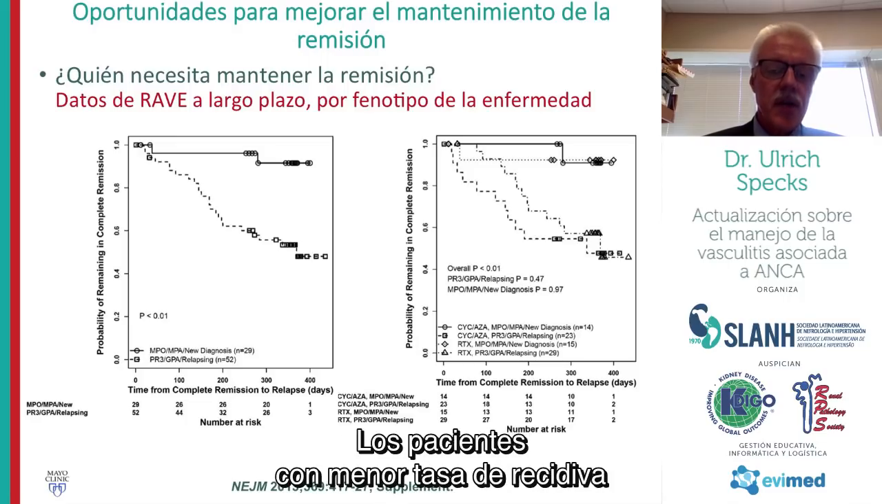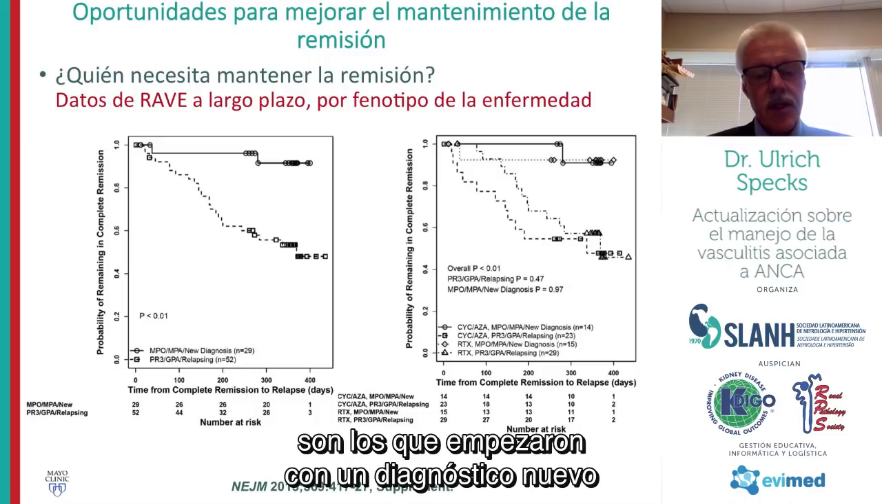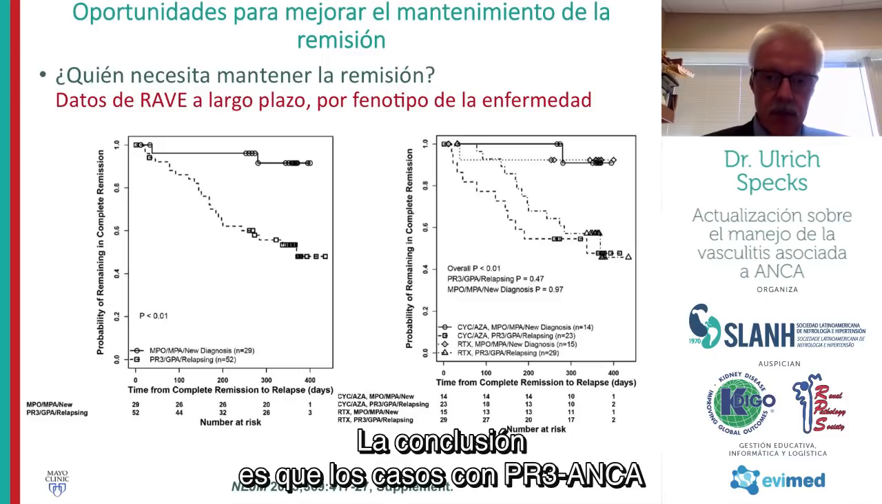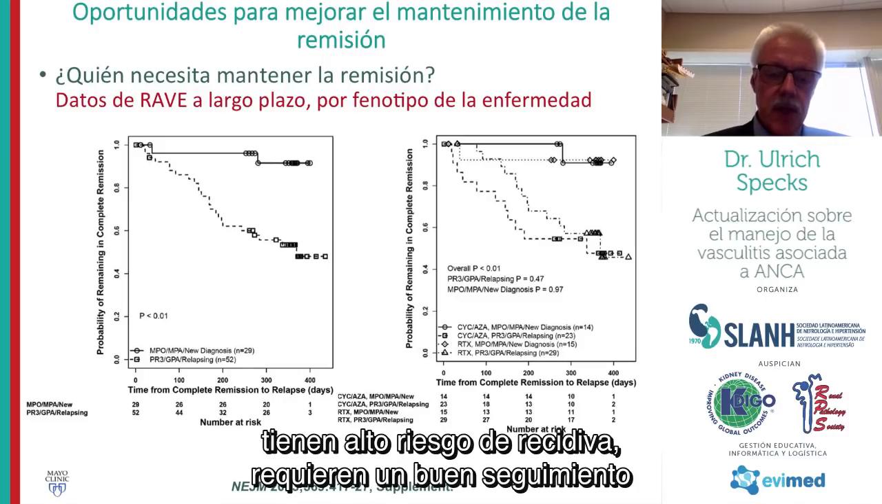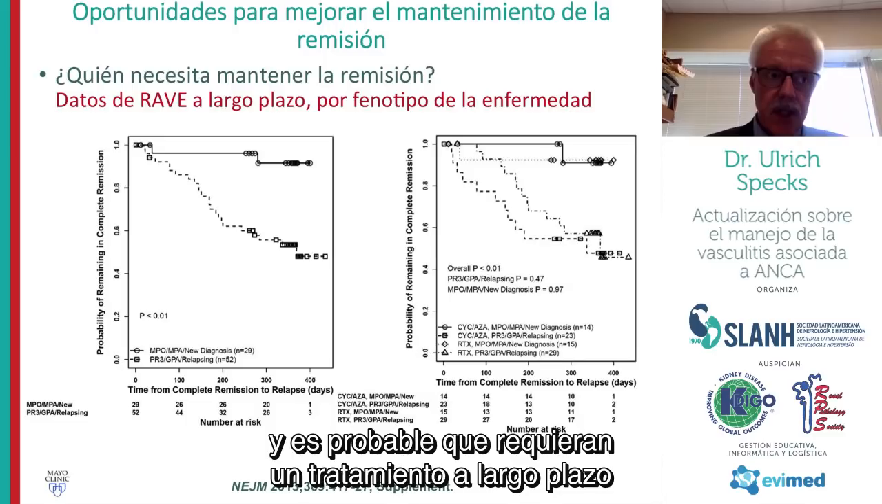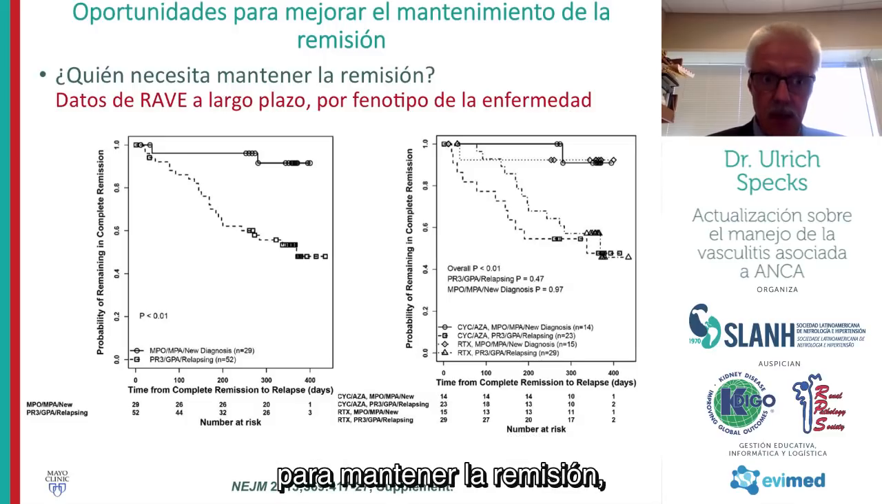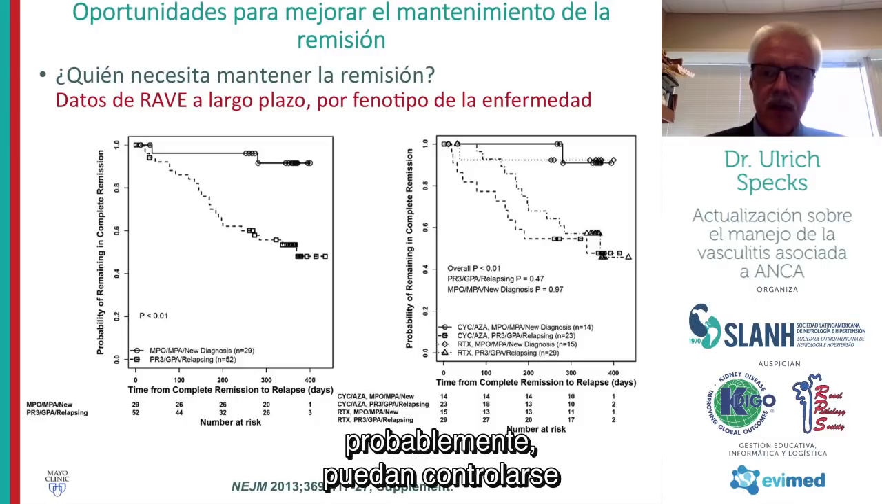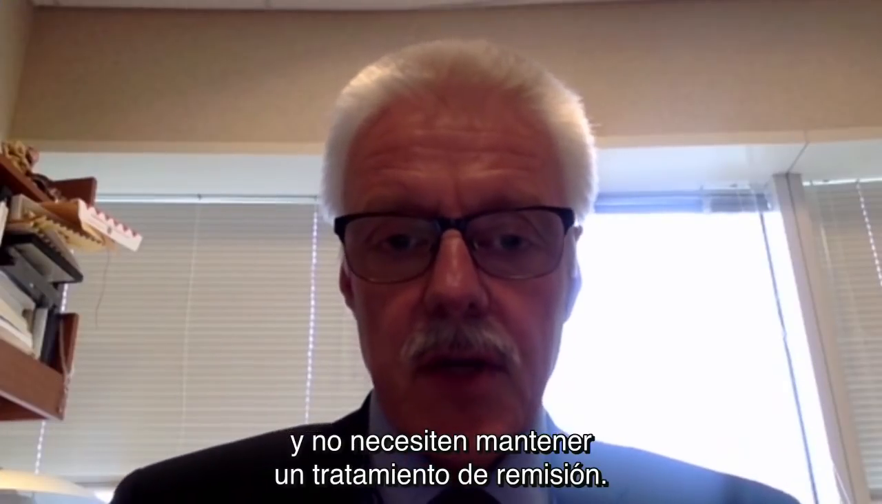The patients who had the lowest relapse rate were those who entered the trial with a new diagnosis of microscopic polyangiitis and were MPO ANCA positive. So the conclusion is that PR3 ANCA positive patients are at high risk for relapse and need to be monitored very closely and in all likelihood require long-term remission maintenance therapy, whereas patients with MPO ANCA and a new diagnosis of MPO ANCA associated disease can probably be followed and do not necessarily require remission maintenance therapy.